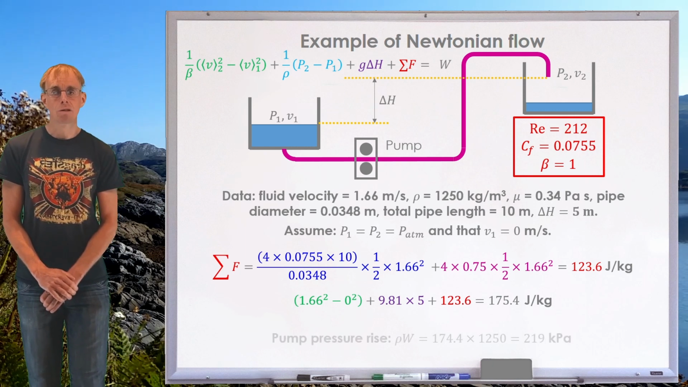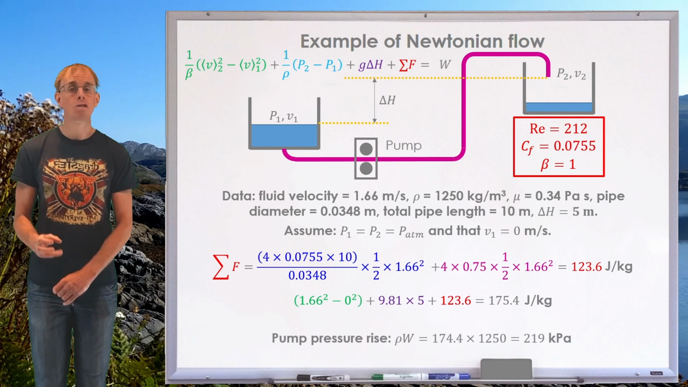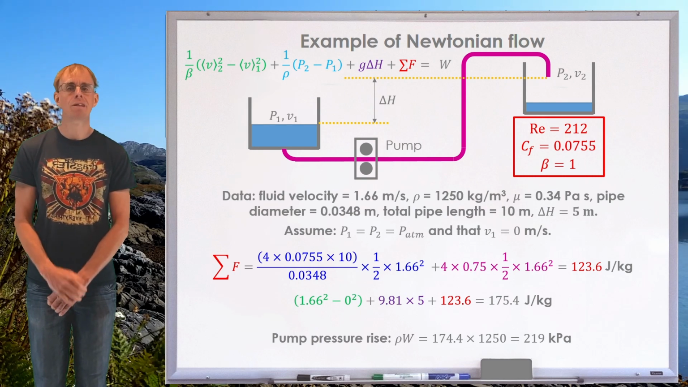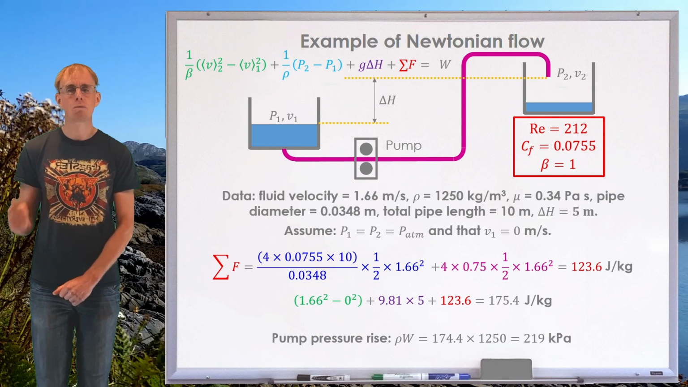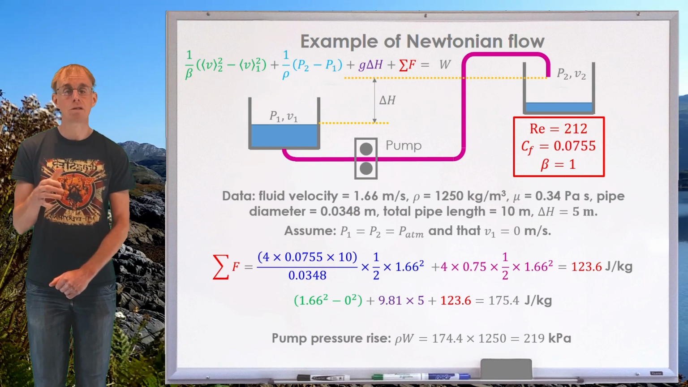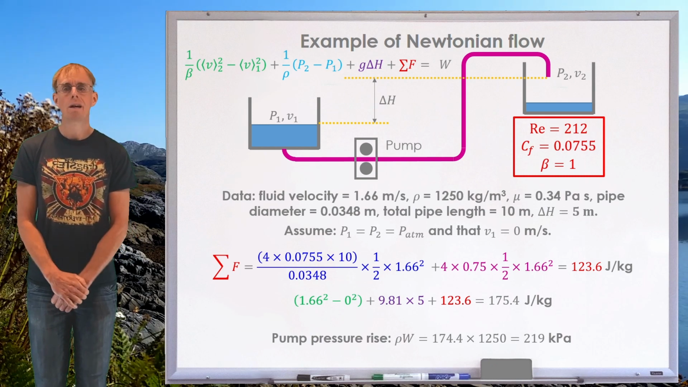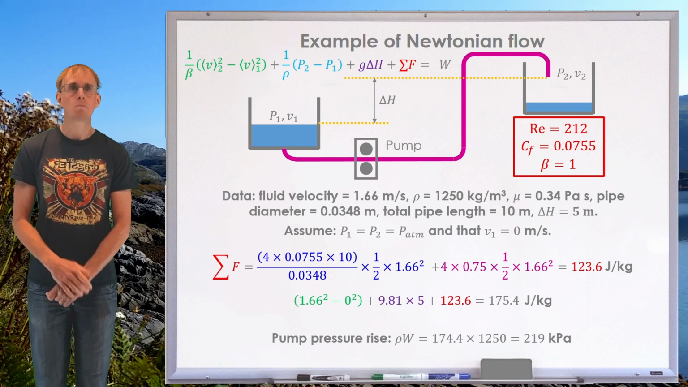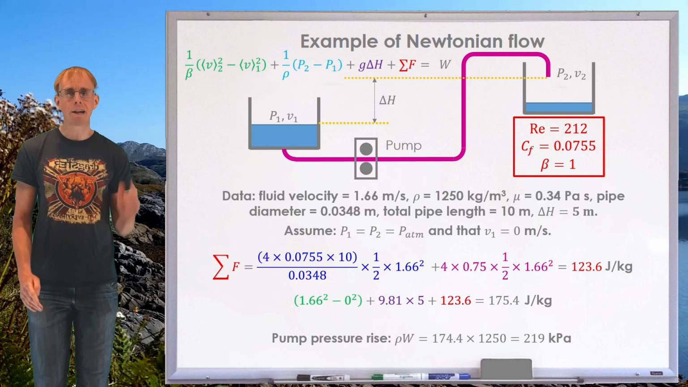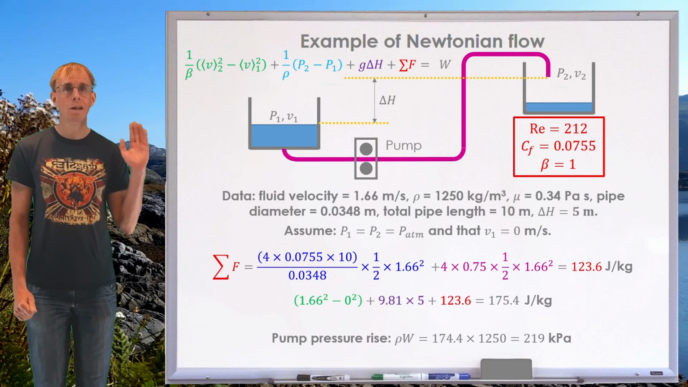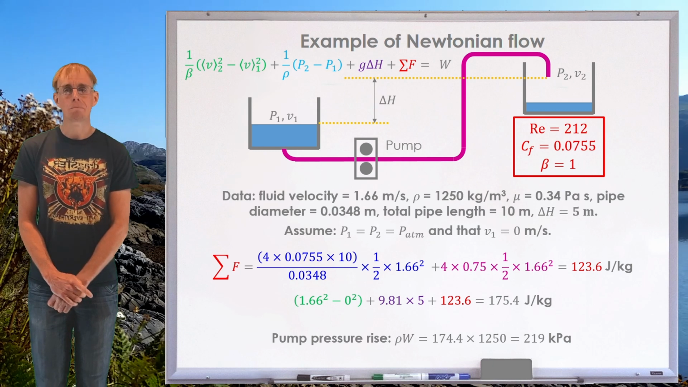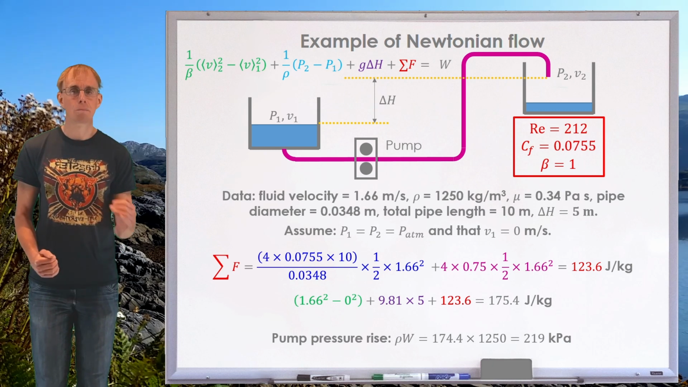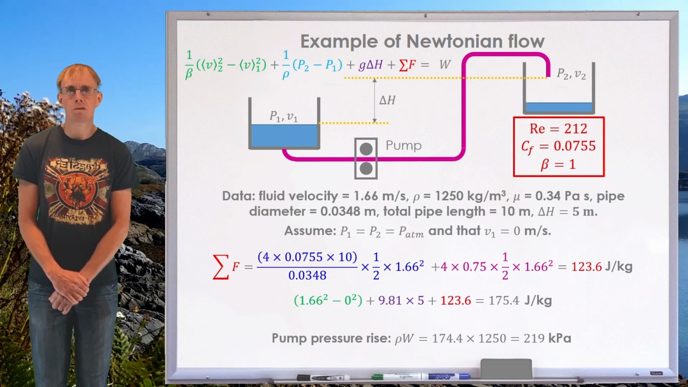So that's very useful to know, because the pump pressure rise we can work out using that energy input figure. It's the energy input times the density. So rho times W, where W is the sum of all these terms in Bernoulli, is 219 kPa, about 2.2 bar. So that's a very quick way to give a very useful result about some pumping pressure required to take a fluid from point 1 to point 2 through a pipe that's got bends in it.